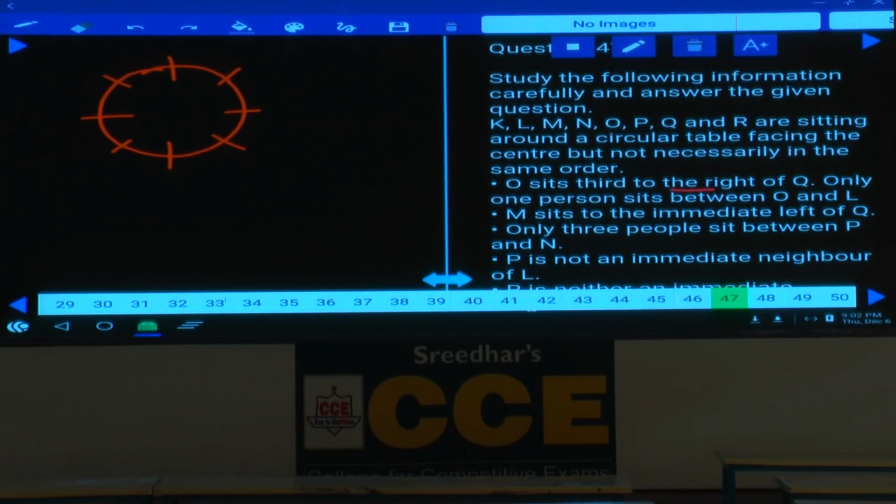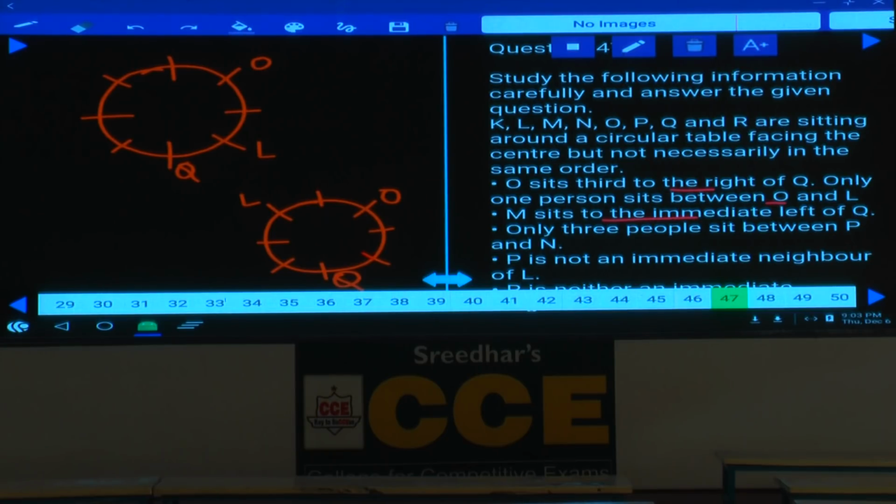As all the persons are facing towards the center, now we should fix one person. Now I am fixing Q here. If Q is here, O sits out to the right of Q. Only one person between O and L. As only one person between O and L, tell me how many possibilities do we have? 2 possibilities. L can be to the left hand side of O or L can be to the right hand side of O. 8 persons, 1, 2, 3, 4 and 5, 6, 7, 8. Now Q is here and O is here and one person between L and O, L can be here.